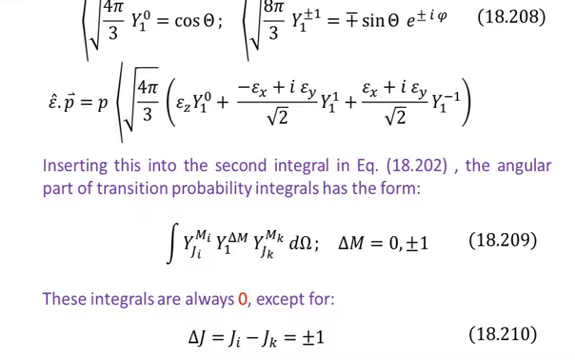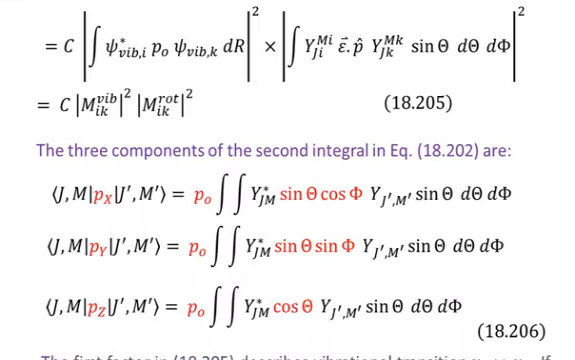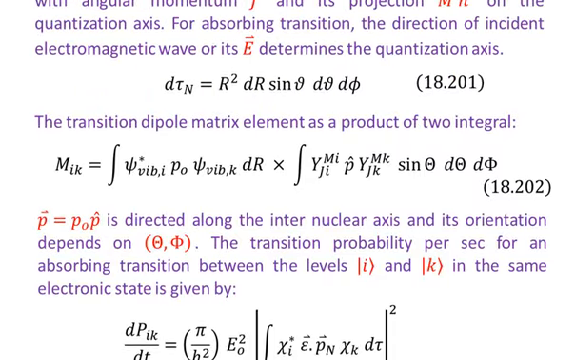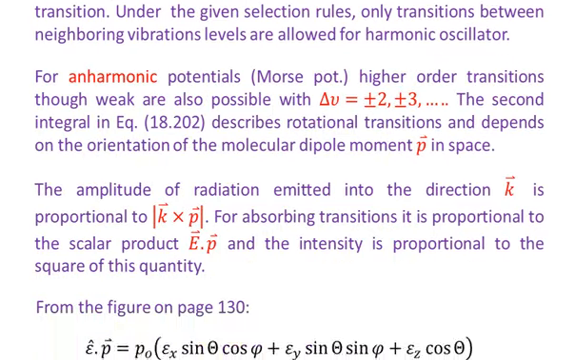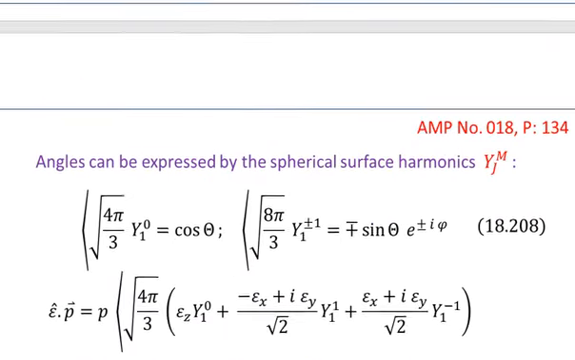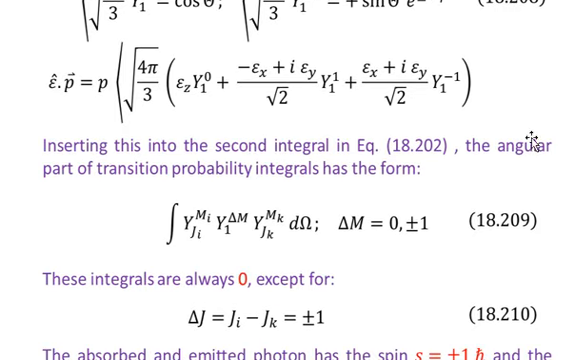Inserting this into the second integral of equation number 202, the integral I have shown you a minute ago, the angular part of the transition probability integral has the form: integral of Y_JiMi, Y_1 raised to power delta M, and then the wave function Y_JkMk with respect to d omega. So this is the integral, and delta M is equal to 0, plus minus 1.